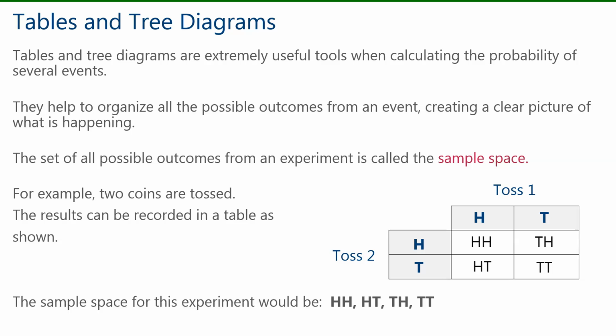And now we can write the sample space for this experiment, and we can see from the table that we have 4 different possibilities. So we have heads and heads, heads and tails, tails and heads, and tails and tails.